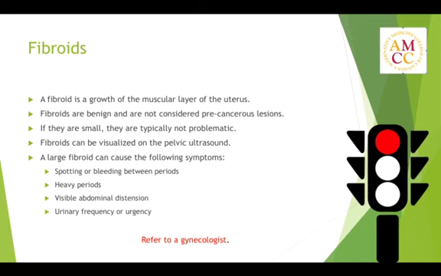Once they become very large, so over 5, 6, or 7 centimeters, they can actually start becoming visible like a pregnancy, or they may press on the bladder and create urinary frequency or urgency. These are lesions that can be visualized on the pelvic ultrasound, and if you recognize some of these symptoms, you want to make sure that your patient has had an ultrasound so we can assess the size of the fibroid.